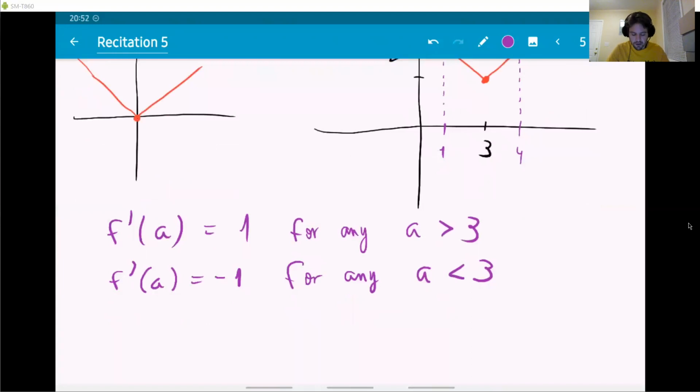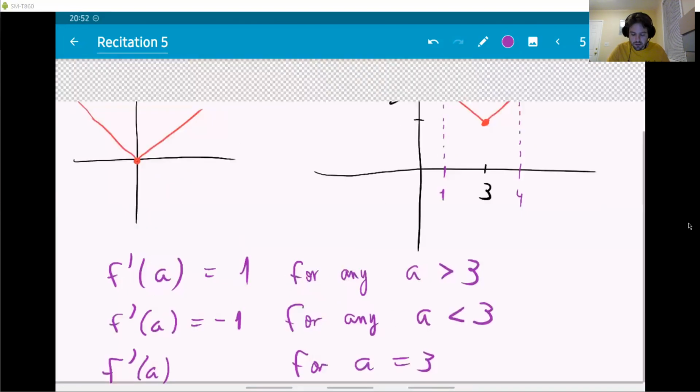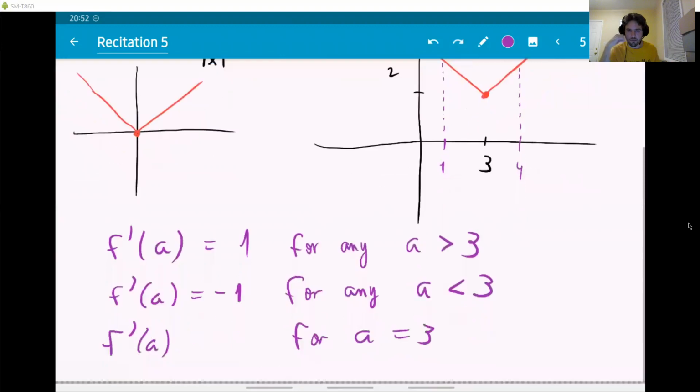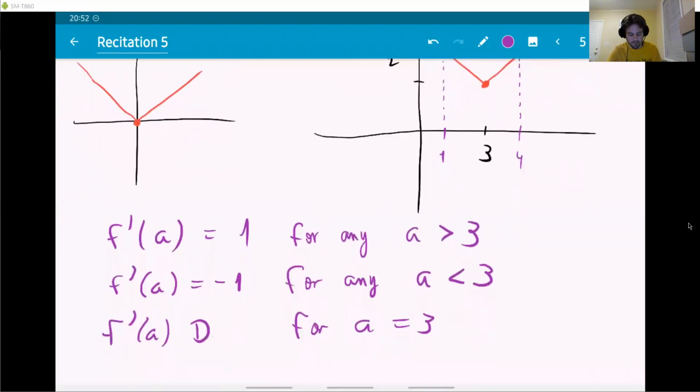We just need for a equals 3. What should be f prime of a? Well, in that case, you see that at 3, this graph has a cusp. It has a sharp corner. Derivatives do not exist when you have that. So f prime of 3 actually does not exist.